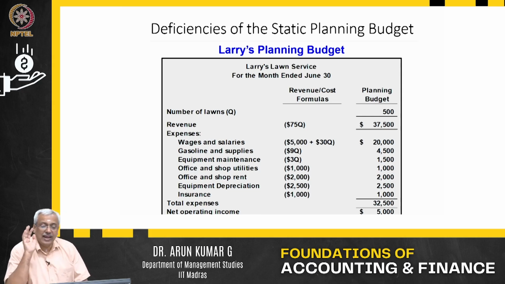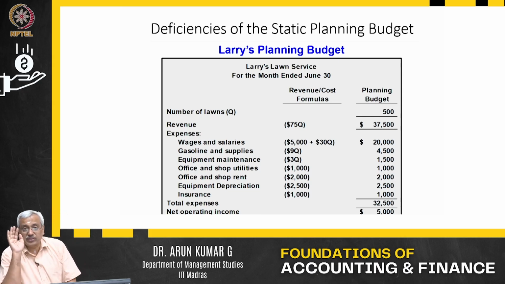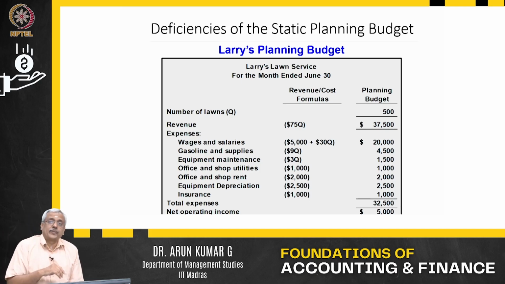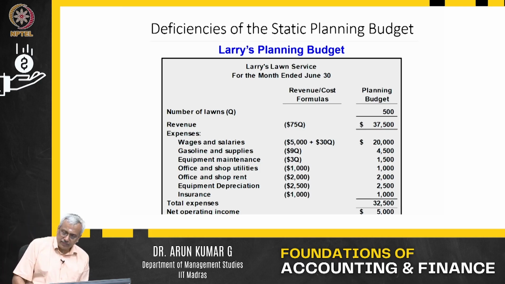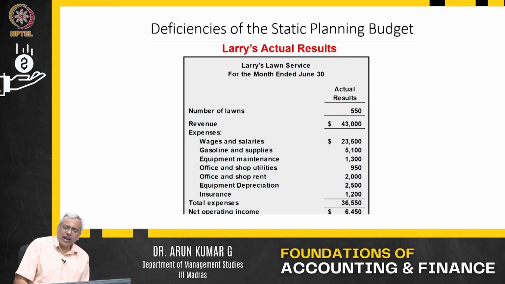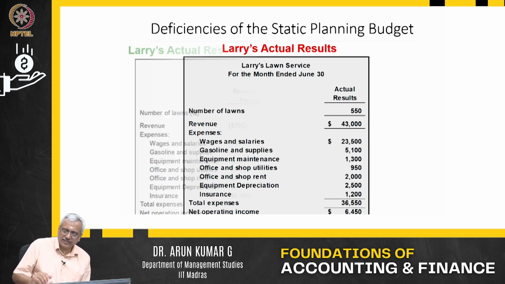And he says, I expect a net profit of $5,000. Please note this again from the textbook. So what happens? When he actually finishes, the actual results show he has not mowed 500 lawns, he has mowed 550 lawns, and this is his revenue and expenditure statement. Now let us do a comparison in the next slide.